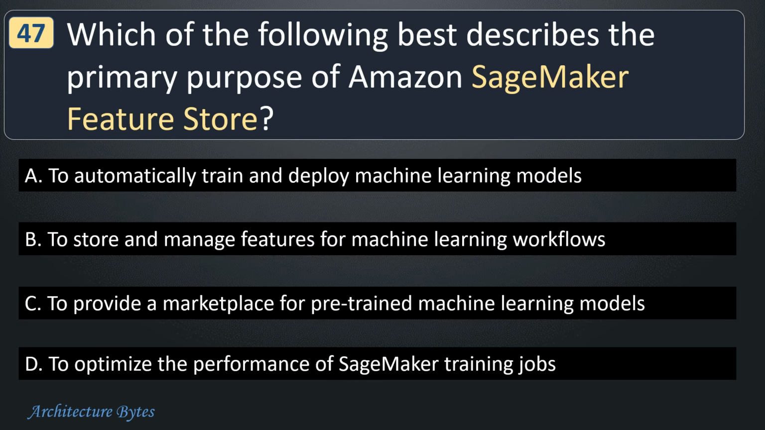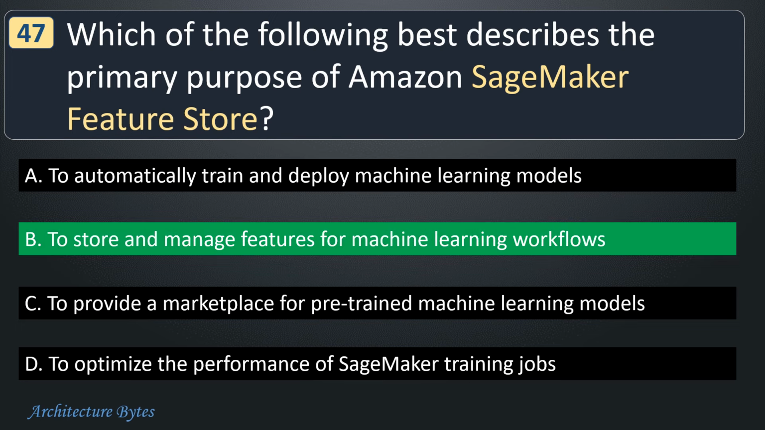Which of the following best describes the primary purpose of Amazon SageMaker Feature Store? Option A, to automatically train and deploy machine learning models. B, to store and manage features for machine learning workflows. C, to provide a marketplace for pre-trained machine learning models. D, to optimize the performance of SageMaker training jobs.